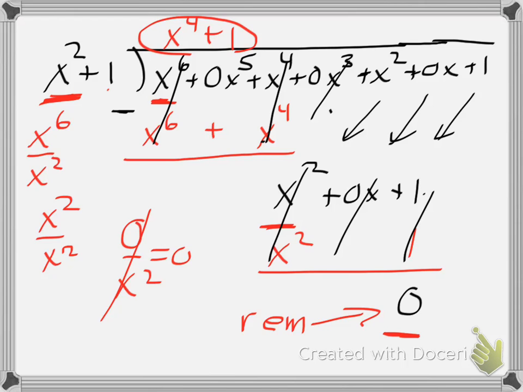And recall, a remainder of 0 means that this is a perfect factor. So x squared plus 1 divides into our dividend evenly with a quotient of x to the 4th plus 1. So we'd simply say our answer is x to the 4th plus 1 with no remainder.